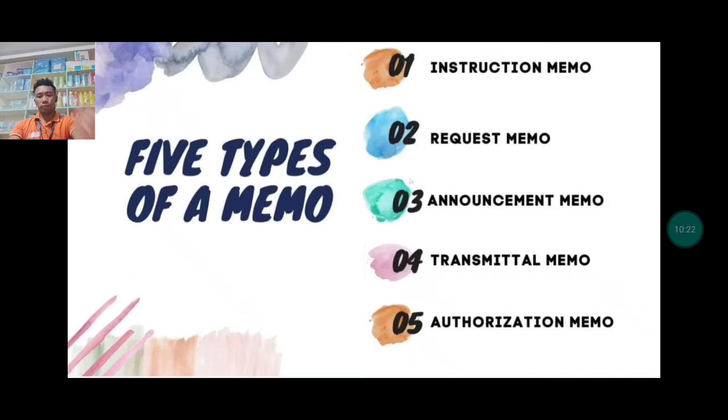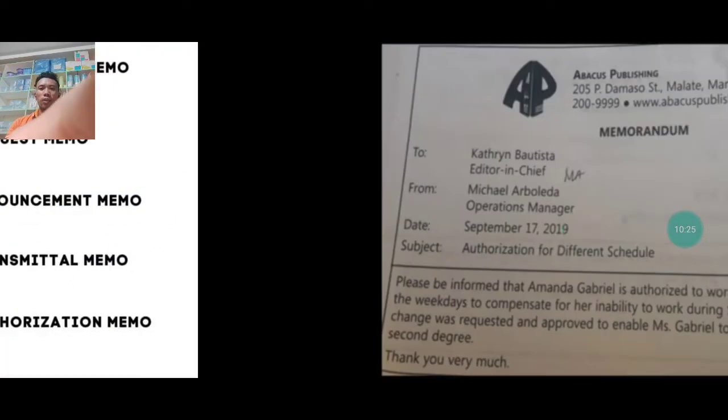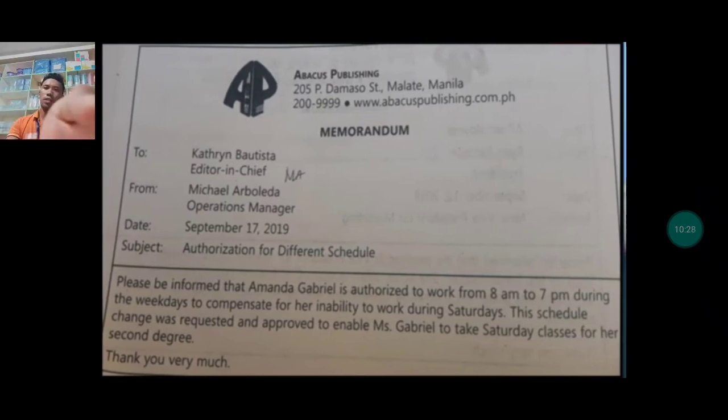So bali ako na siyang ikuan diri kay naman tay sample ani, no, tay discuss, which is ang subject ani is from the word authorization for different schedule. So klaro jud kay siya nga gina-authorize. Then kaniya ang receiver ani si Catherine Bautista, which is the editor-in-chief. Then from, which is ang sender, which is si Michael Arboleda, MA, operation manager. Then date September 17, 2019. Then subject authorization for different schedule.